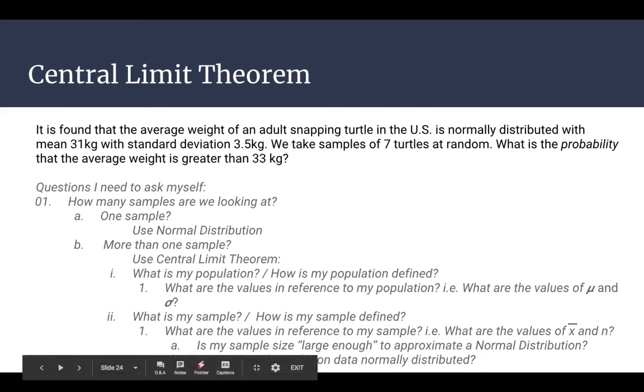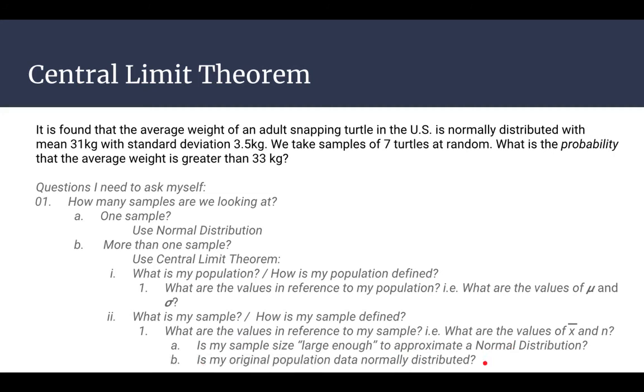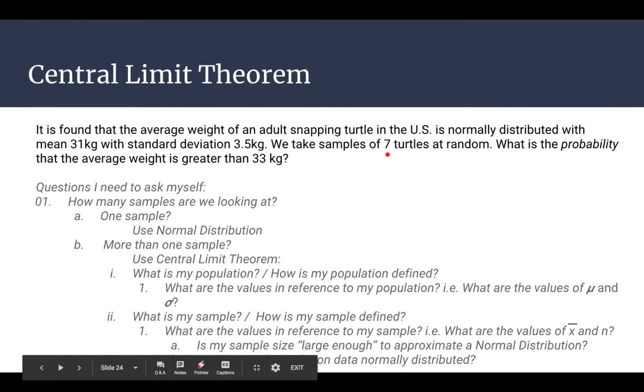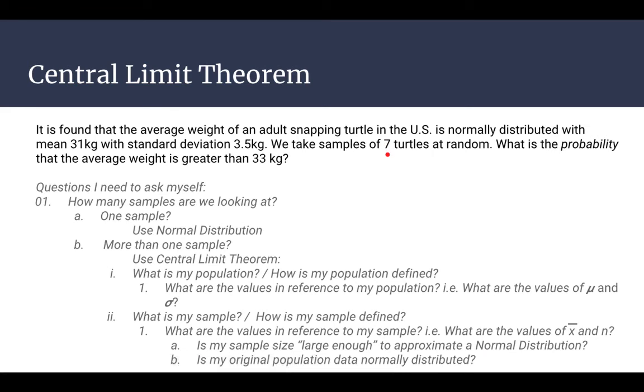Then the next questions that I really do want to pay attention to are A and B. So is my sample size large enough? We're taking samples of size 7. 7 is not large enough. 7 is less than 30, so that doesn't qualify. However, B says, is my original population data normally distributed?